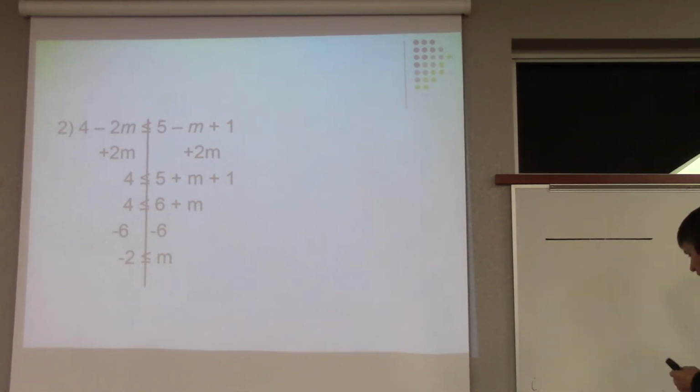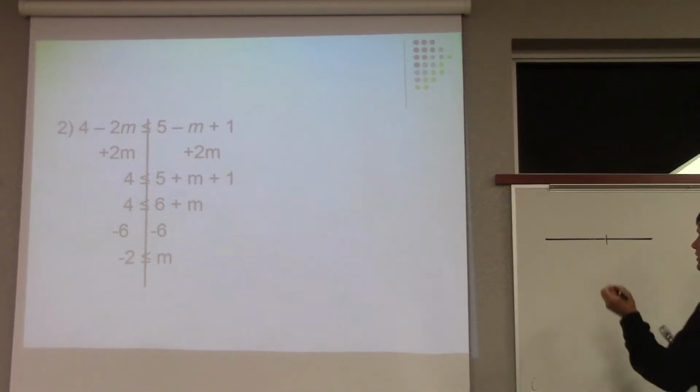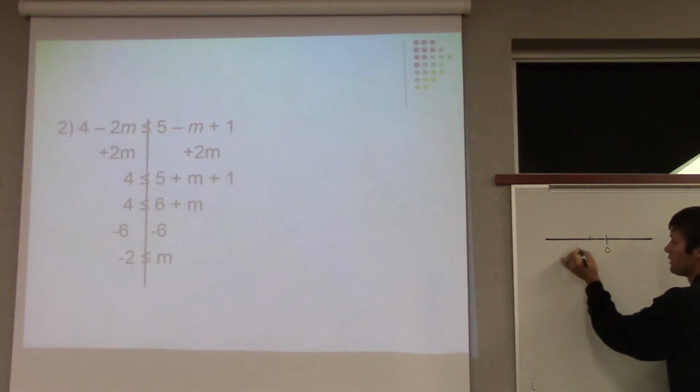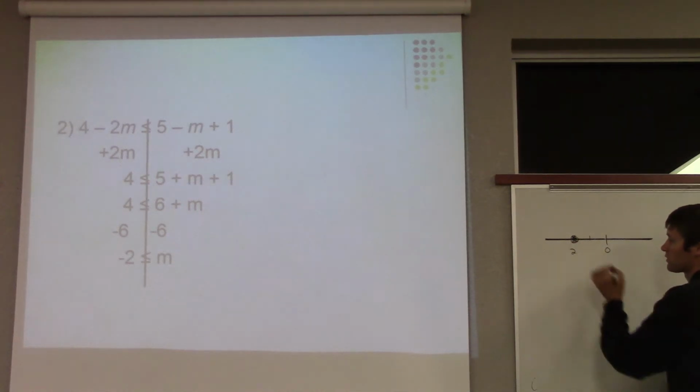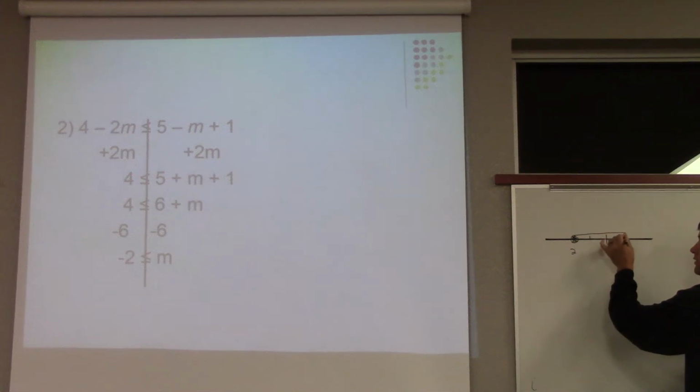Again, if we want to graph that, we would go to negative 2. M is greater than or equal to negative 2, so that's 0, there's negative 2. Greater than or equal to, so it's a solid dot. M is greater than that, so we shade to the right.